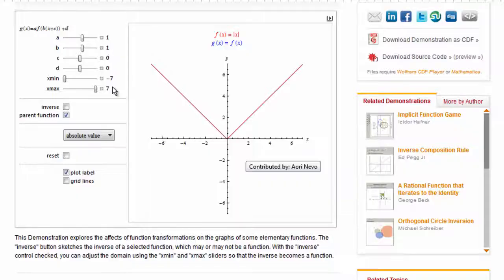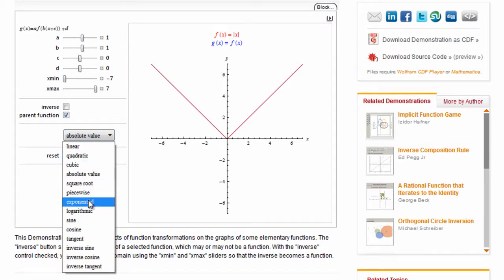Finally, take a chance in life and actually go someplace else other than a lecture. Go to Wolfram's demonstrations project. There's tons of free demonstrations on there, and you can search for transformations in their little search box, and this is just one of them that came up. You can select all different kinds of functions to take a look at. If you want to take a look at the square root function, there it is.